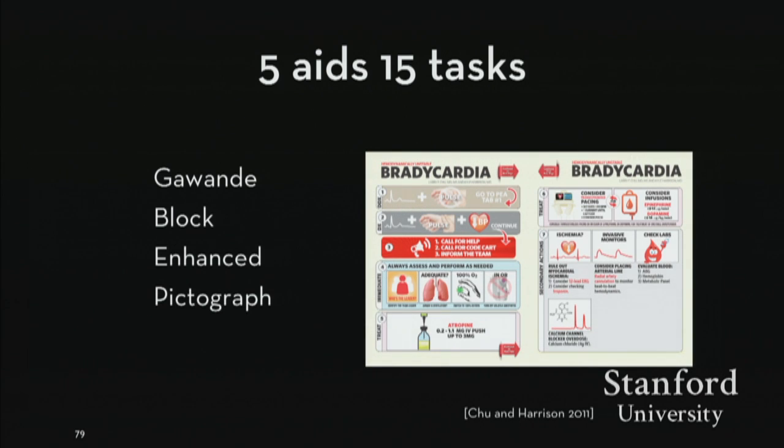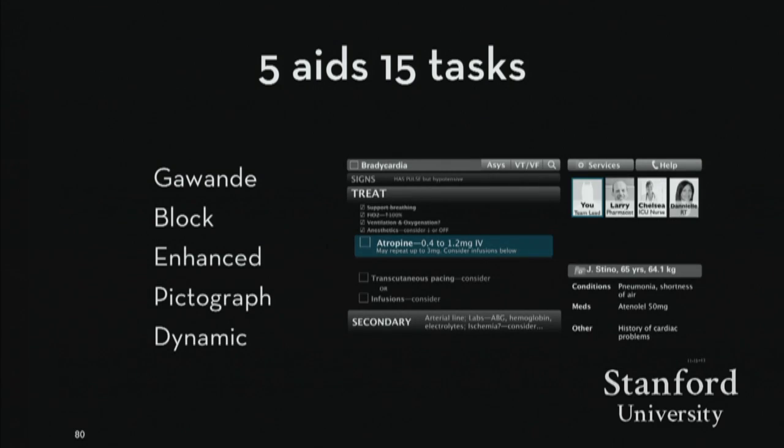Fourth, we had a pictographic aid. In this aid, for each item, they try to create a memorable visual anchor to help people find and come back to those items quickly. And finally, we tested our dynamic aid.